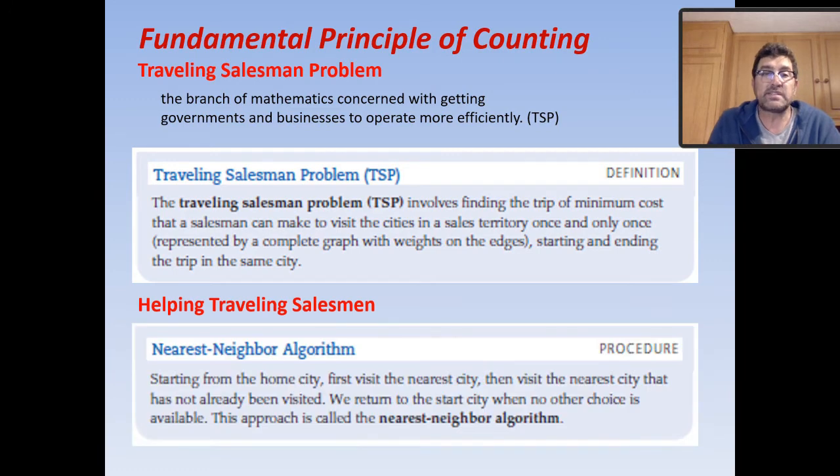So helping the salesman is the nearest neighbor algorithm. Starting from a home city, we first visit the nearest city to the home city, and then we visit the nearest city to that city which has not yet been visited. We return to the start city where no other choice is available. So in the Hamiltonian language, where no other vertex is available, we return to the starting vertex. This approach is called the nearest neighbor algorithm.